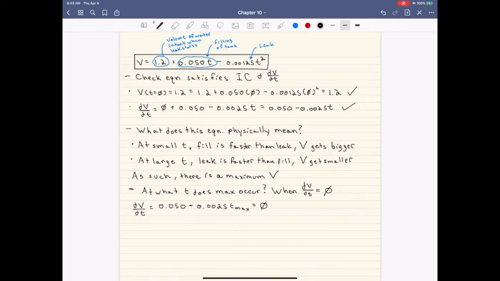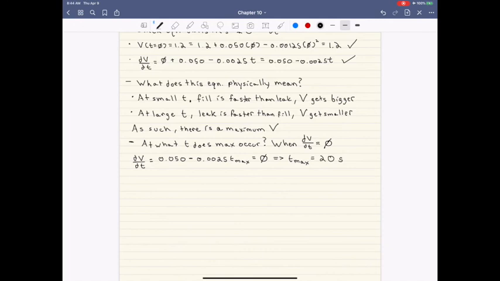Okay? And so based on this, we could just solve for t max through algebra. If we solve for t max, what we get is that t max is equal to 20 seconds. So this tells us that 20 seconds after the leak forms, that's when the volume of water in the tank is at its highest. Okay?